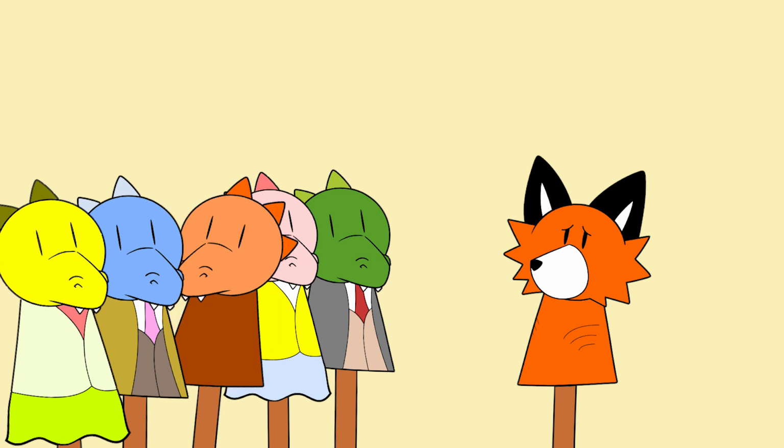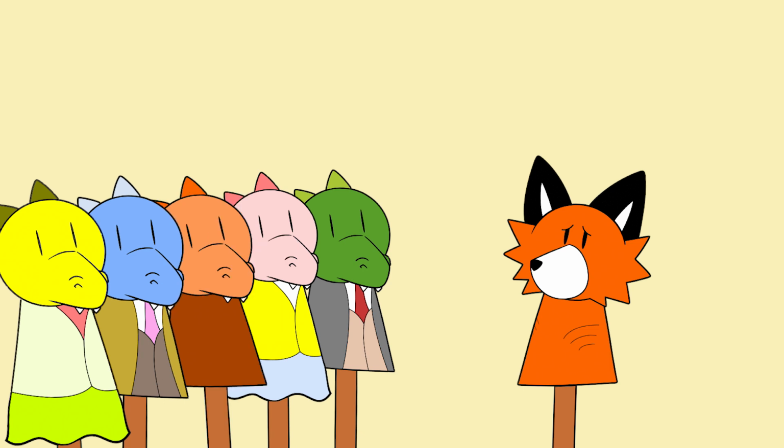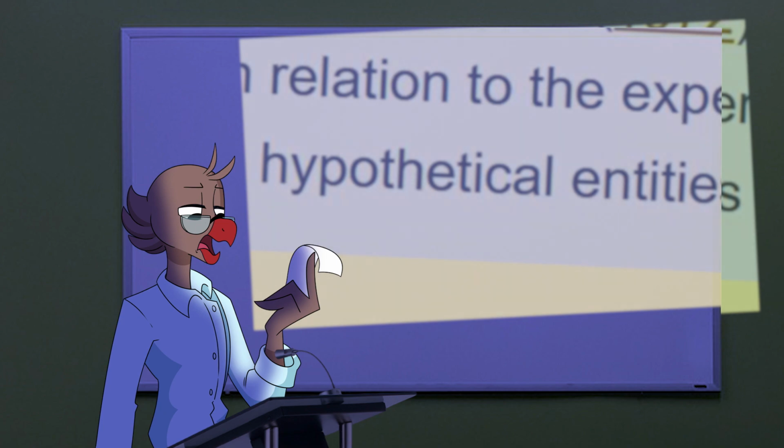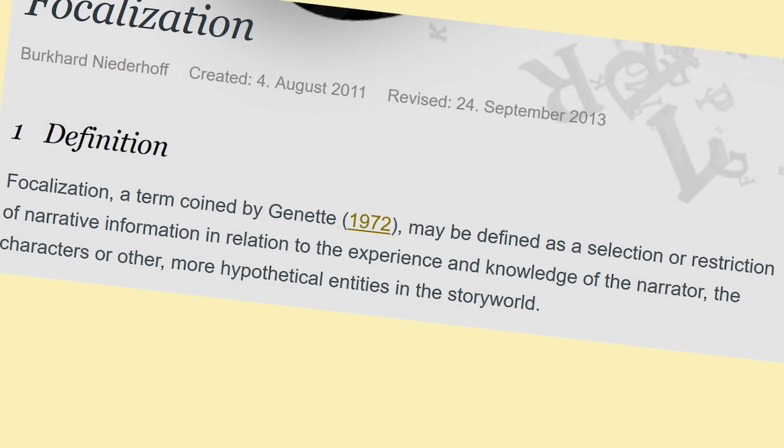We may not take the point of view of any particular observer, but our perspective is more or less aligned with what a casual observer of the events would know through directly witnessing them. This is where the hypothetical entity part of the definition comes in, by the way. Focalization may be defined as a selection or restriction of narrative information in relation to the experience and knowledge of the narrator, the characters, or other more hypothetical entities in the story world.